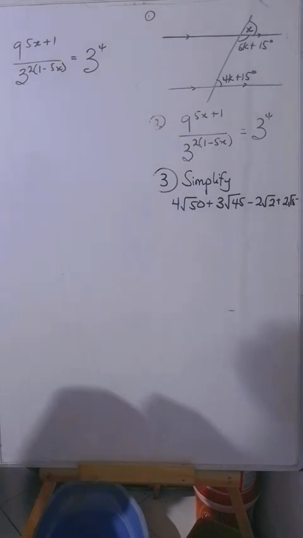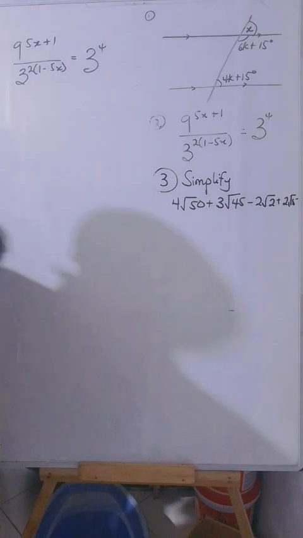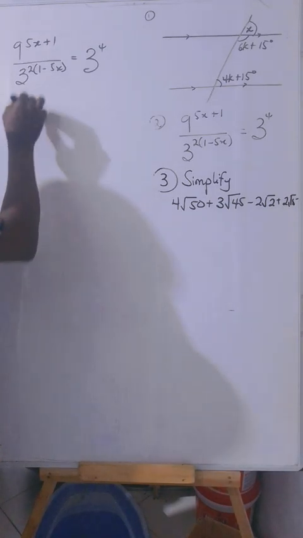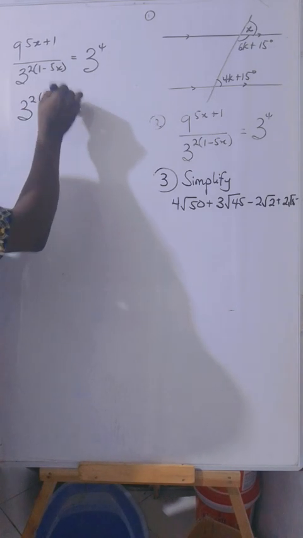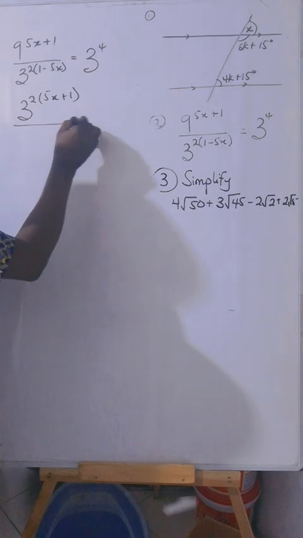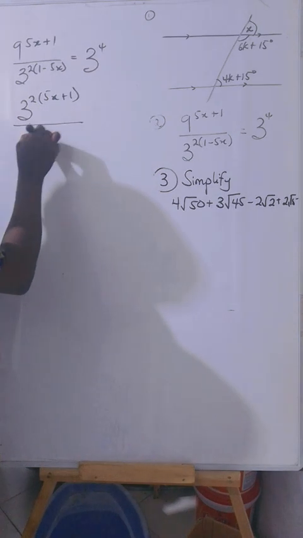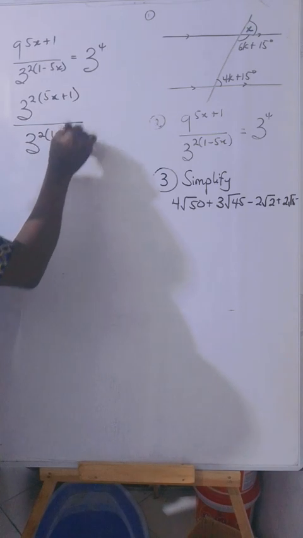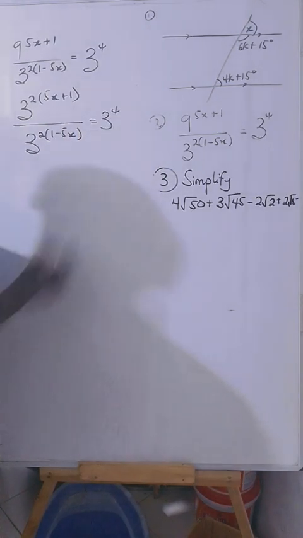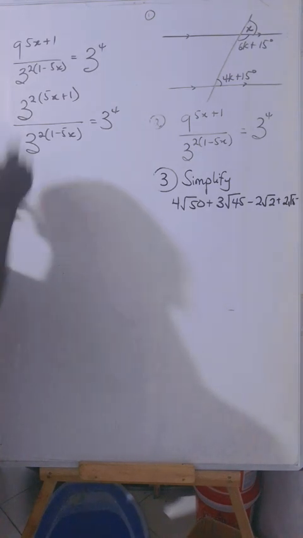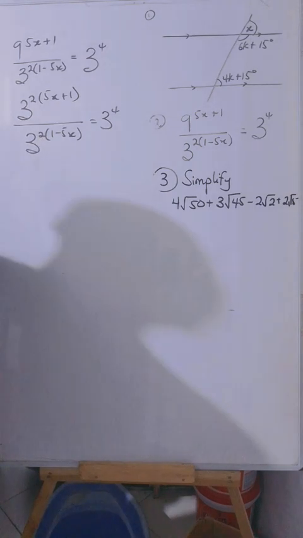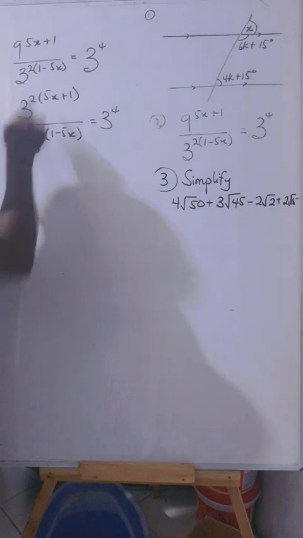So this, we change the 9 to the exponent of 3. So we have 3 exponent 2 for the 9. We are already having 5x plus 1 there, divided by 3 exponent 2, 1 minus 5x. That's 3 exponent 4. Right. So in this, we have the laws of indices to apply, because this division now becomes subtraction.